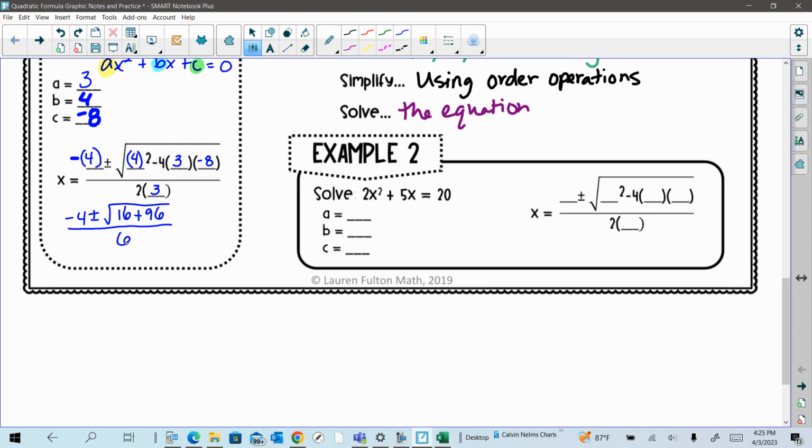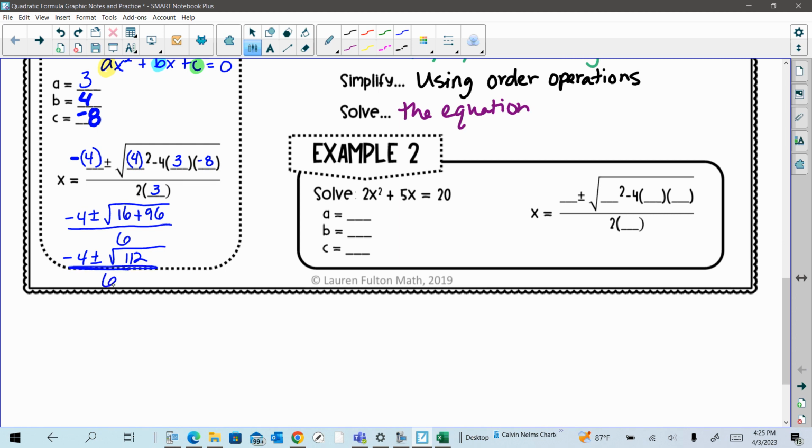So now we'll do our addition right here. So I'm just going to simplify this. But I'm also going to show you how you can put all of this parentheses in the calculator and get to the same answer. So we have -4 plus or minus the square root. 16 plus 96 is going to give me 112 all over 6.